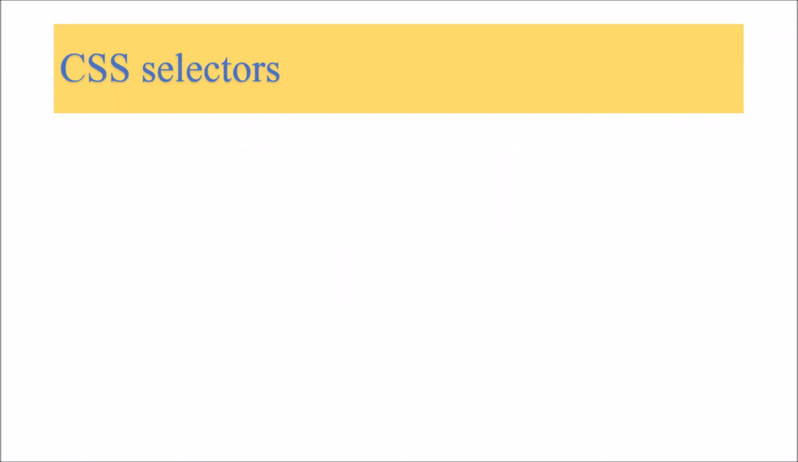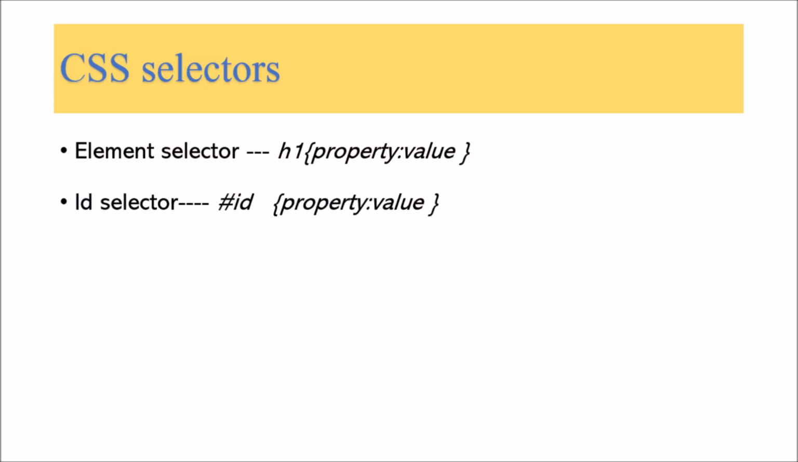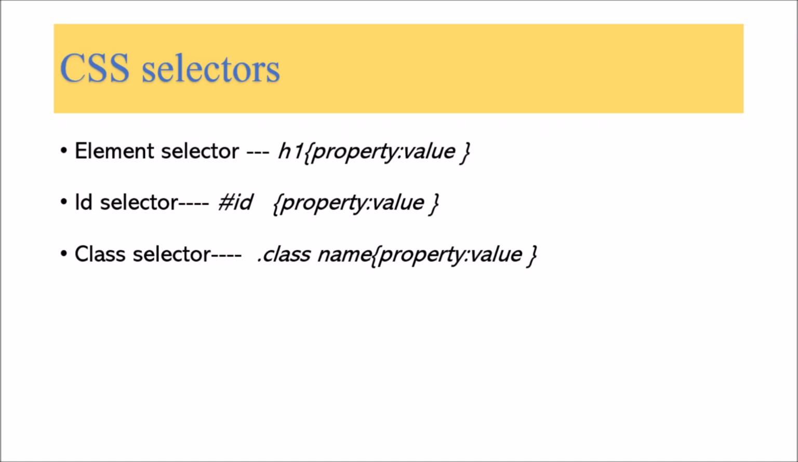Now there are various selectors. First selector is the element selector. You can select one element and apply a property value. There is an ID selector, so you can assign the ID to a particular element and assign the property value. You can use a class as a selector. You can give the class name and then apply the property value. In case of the universal selector, you have to use star. So in case of star, it will be applicable to each and every element or tag in the HTML.